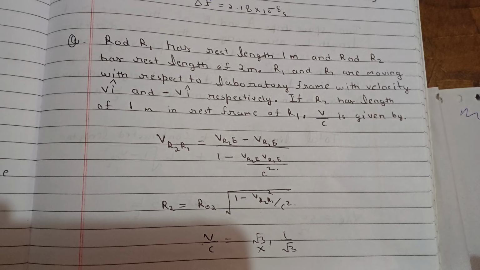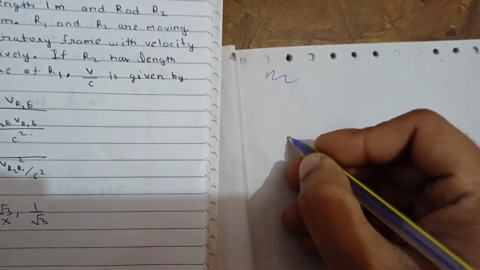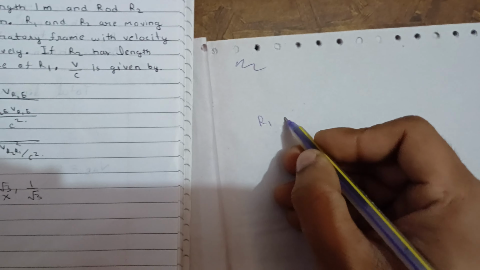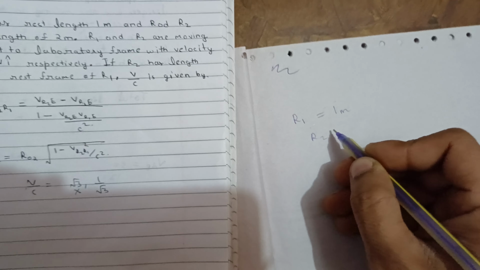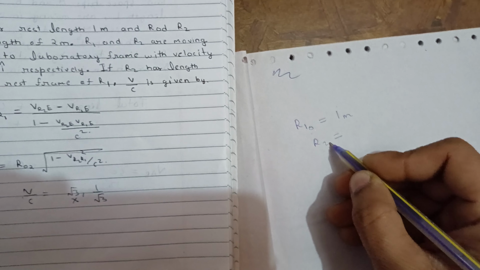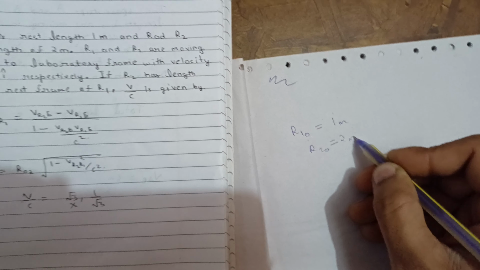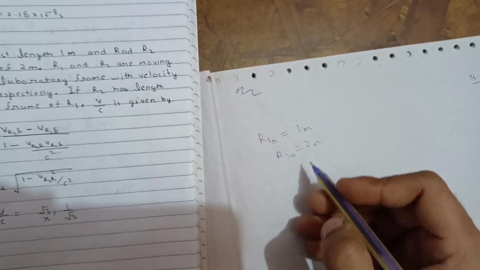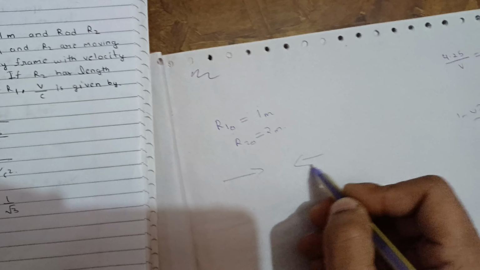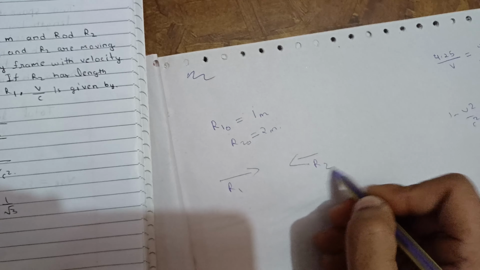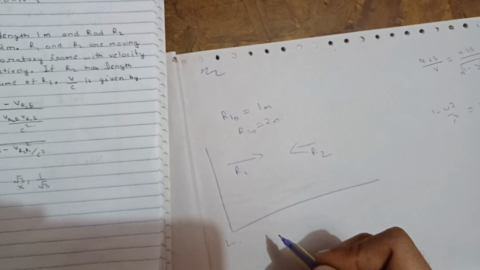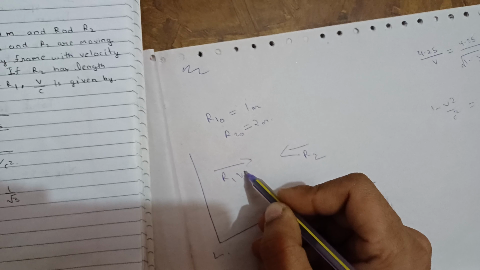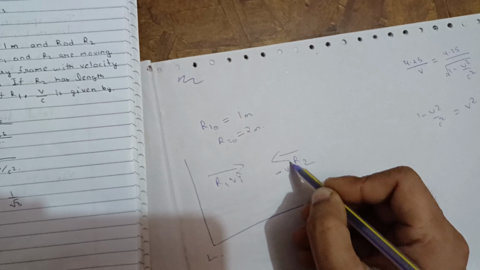So what is given actually? The original length of R1 is 1 meter. R2, we can write its L naught, is given as 2 meters. And now R1 and R2 are moving like this in the laboratory frame. Okay, so one is moving at v i cap, the other at minus v i cap.